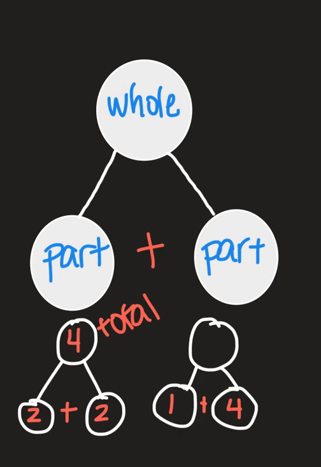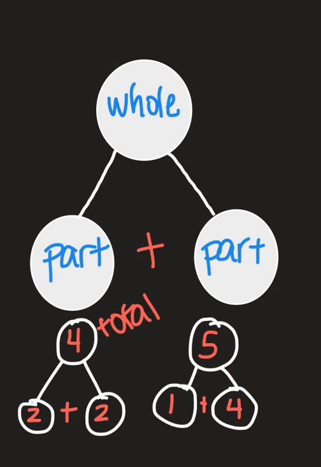Now let's go over here, right? I have 1 plus 4 equals what? 1 plus 4 equals what? 5. Good job. 1 plus 4 equals 5. So 5 is my whole or my total because it's up here where those two parts are leading, right?